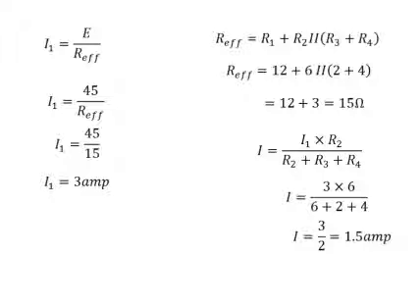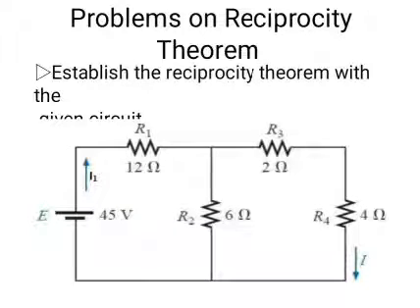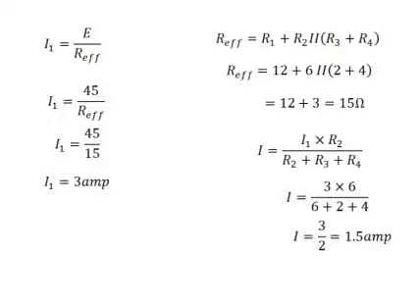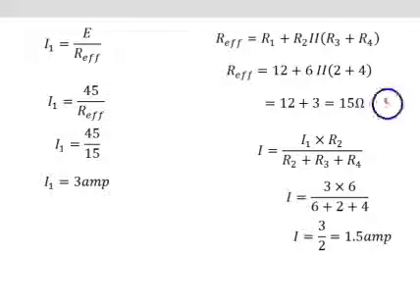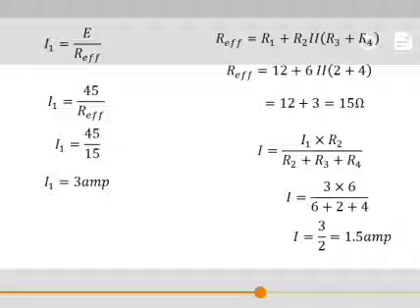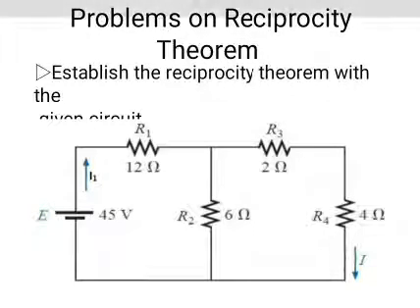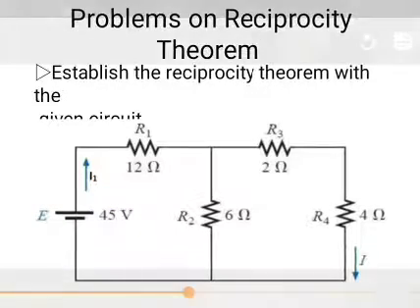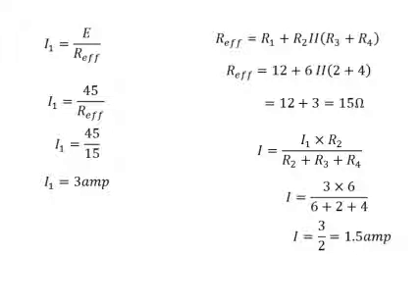So, therefore, R1 equals 12 ohm. So, 12 plus 6 parallel 2 plus 4. So, 12 plus 3, that equals 15 ohm. You know the value of effective resistance, and also you know the value of E. That means E equals 45 volts. So, therefore, I1 equals 45 divided by 15. So, I1 equals 3 amp.